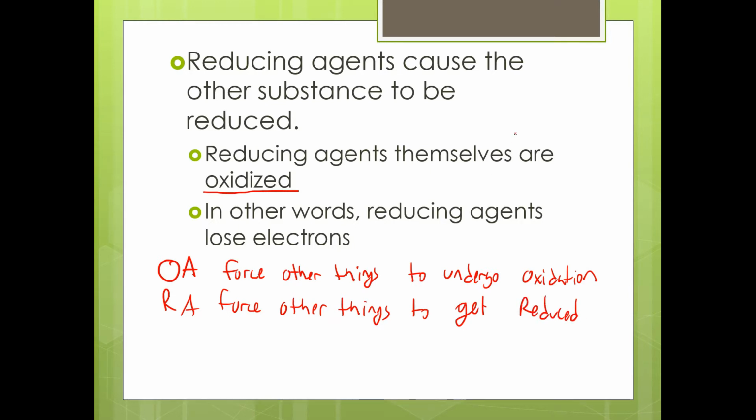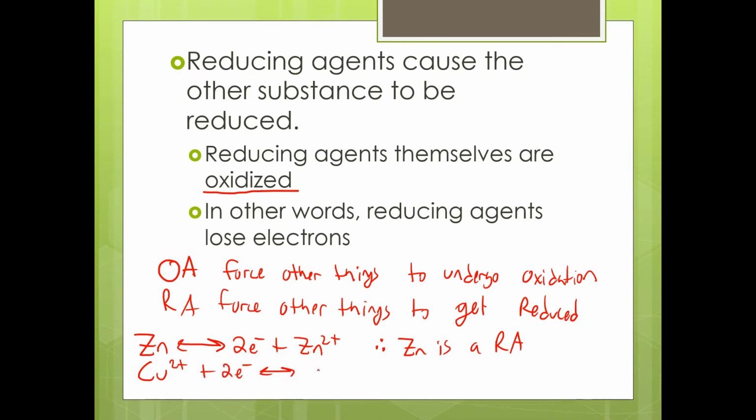Okay, so going back to our zinc example, the predominant reaction is the zinc turning into zinc ions and electrons. This is the predominant reaction that gives away electrons. So in this case, zinc is a reducing agent. The copper 2 ions, on the other hand, tend to absorb electrons to become copper solid. So therefore, the copper 2+ is the oxidizing agent.